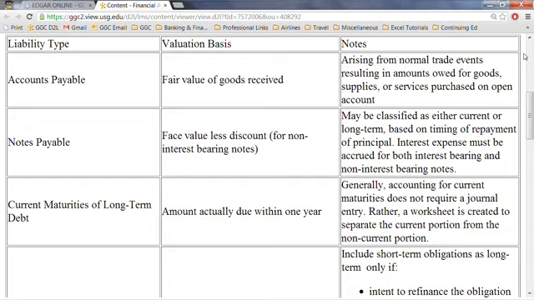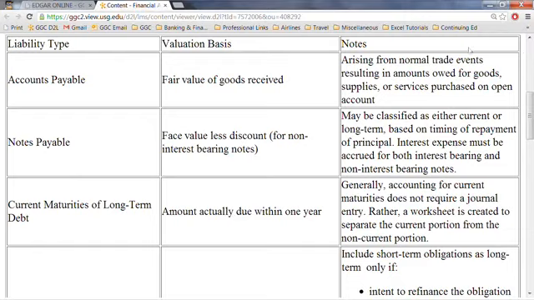Accounts payable would typically be classified as a current liability because under the normal course of business we would certainly expect to satisfy that obligation, make the payment on the credit card or pay the vendor on the open account within 1 year. Typically we would expect to do that in maybe 30 to 60 days.